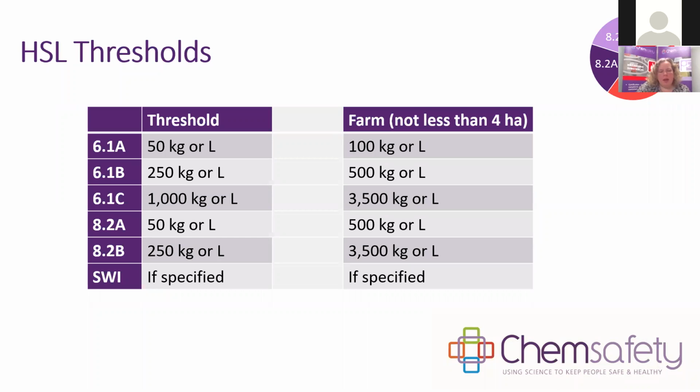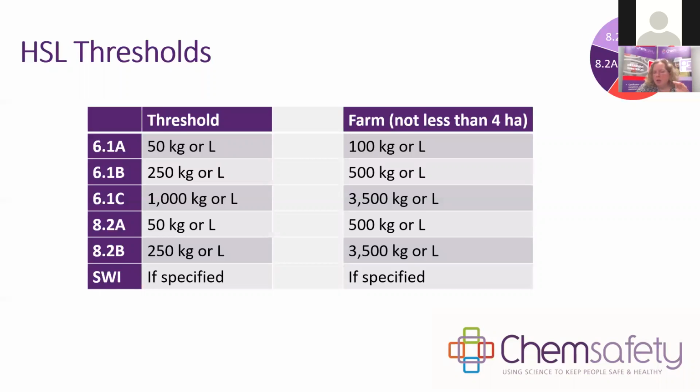You do apply a ratio calculation if you've got multiple classes held together. So if you had 40 kilograms of a 6.1A, you would count that as being 80% towards your threshold. And then if you had another 500 kilograms of a 6.1C, that would bring us over 100%. We'd exceed the threshold, even though the individual ones don't. If you've got substances that are incompatible and stored separately, then you wouldn't count those together on that same calculation.